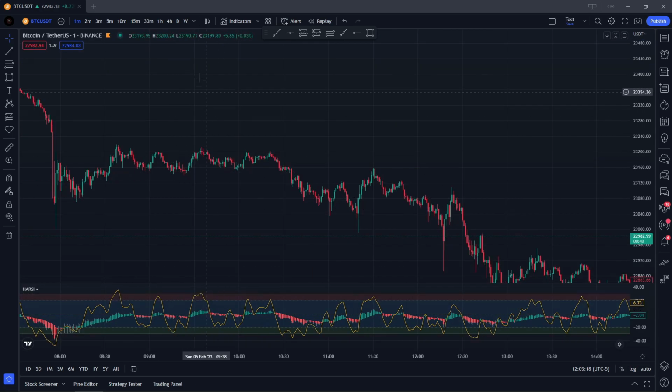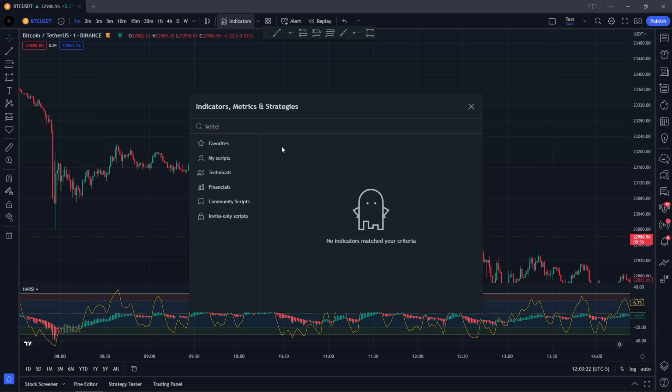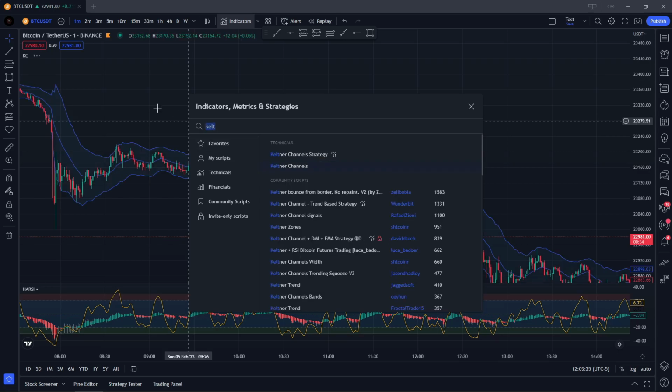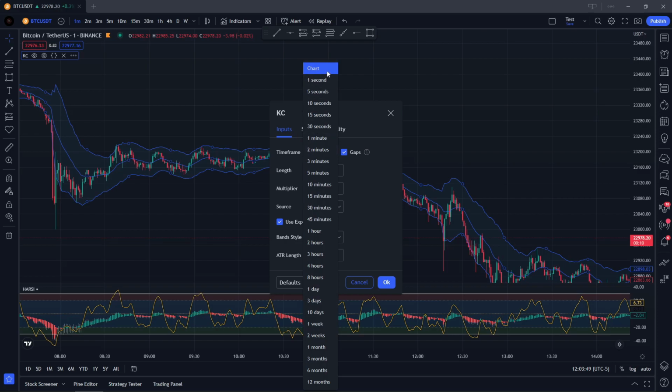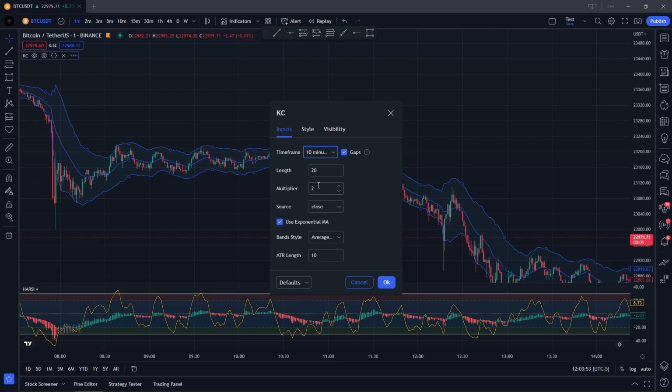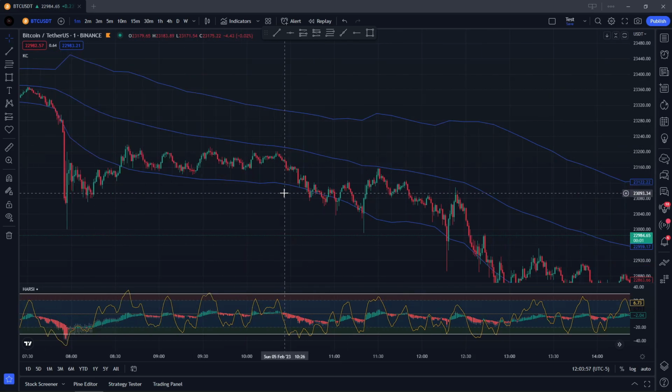The next indicator we're going to pop on the chart here is the Keltner Channels. If I can spell it right, Keltner Channels. The length and multiplier on this is totally fine. What you want to do here, though, is change the time frame. It's defaulted to chart, which is 1 minute. But if we crank it up to 10 minutes, yeah, it looks a little wider, but it takes away a lot of the choppiness.